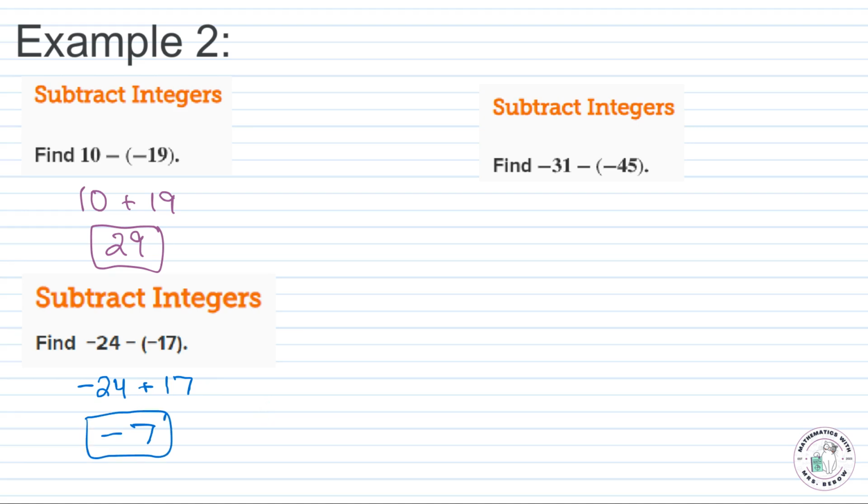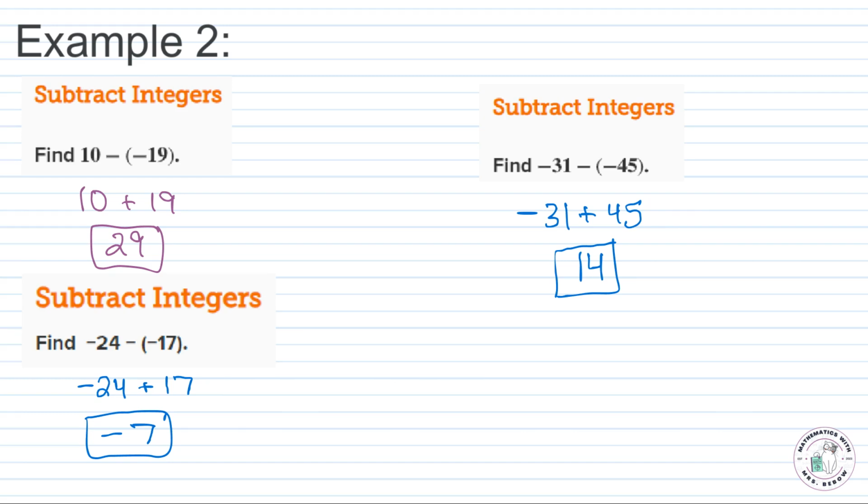All right, and then the example in the top right here, we have find negative 31 minus a negative 45. Again, the trick is to keep, change, change. So we're going to keep the negative 31. We're going to change subtraction into addition, change the negative 45 into a positive 45. Because they are different signs, we're going to subtract. So 45 minus 31 is going to be a 14, a value of 14. And then here we have 31 negatives and 45 positives. So because we have more positives, this is going to be positive 14.